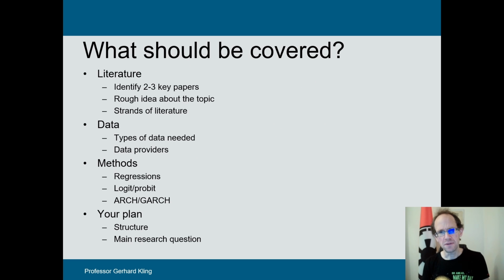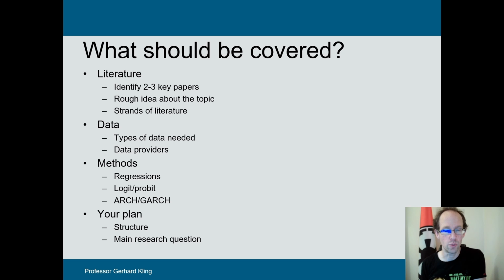So what should be covered in your proposal? Now, I strongly suggest have a look at your course handbook, because the course handbook should outline what exactly is expected in terms of word count, and it will also outline whether the proposal is actually part of your final mark. Sometimes it is, sometimes it might account for 10% of your final mark. However, I would argue these 4 elements should be usually covered. So something about the literature, data, methods, and your plan.